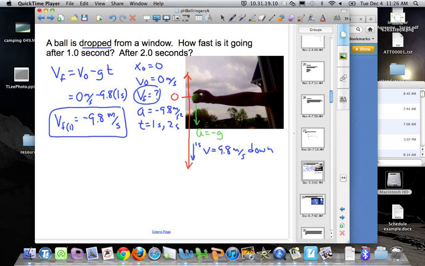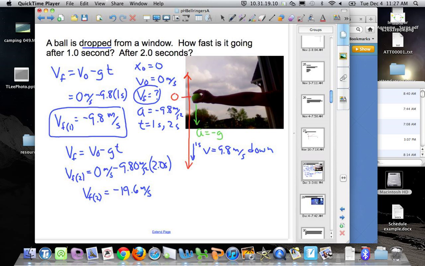What about after 2 seconds? Well, we're going to use the same formula. The final velocity is the initial velocity minus acceleration times time. And we're going to plug in the same numbers, except instead of 1 second, now we're going to look at 2 seconds. So the initial velocity is 0 meters per second minus acceleration 9.80 meters per second squared times 2.0 seconds. And we put that in the calculator, and it comes up to, I believe, negative 19.6 meters per second. So after 2 seconds, we now have a velocity of negative 19.6 meters per second.